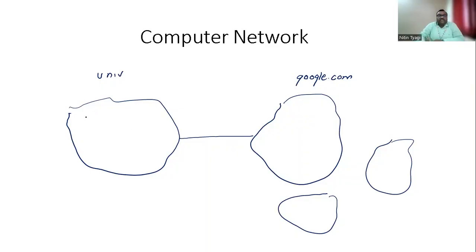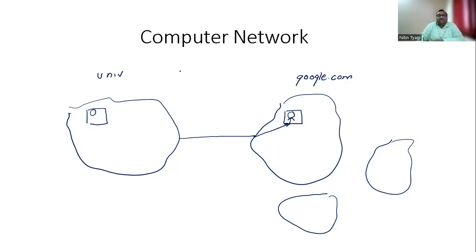So in each network, a number of hosts are available, like in university, a number of hosts are available, in google.com, a number of hosts are available. And in each host, a number of processes are running, right? So to connect with another network, three things are important. The one is the destination network you should know, then the ID of the host, and then on which process you want to run. These three things are important.